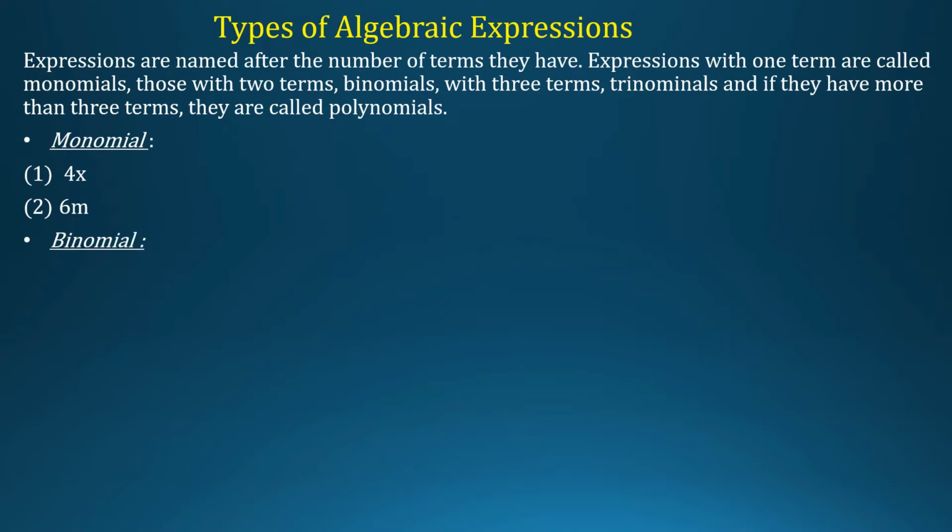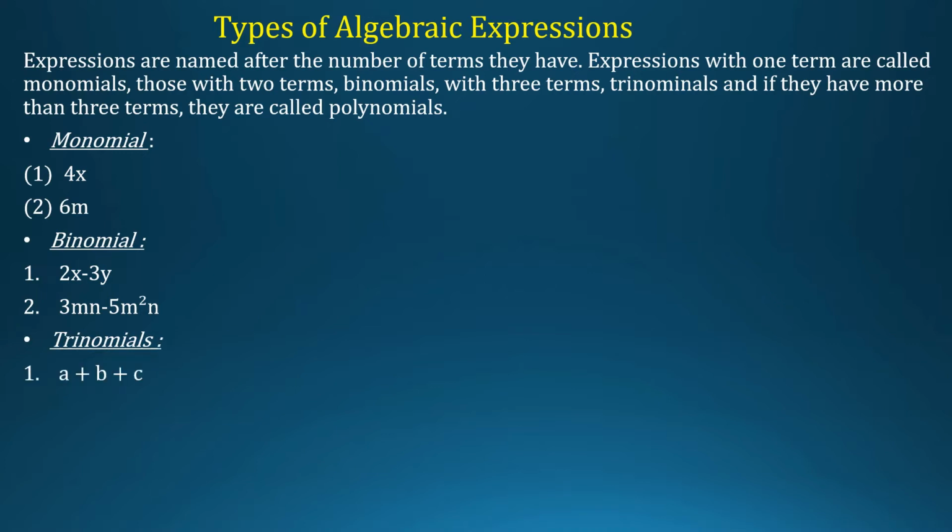Second type of algebraic expression is binomial. In binomial, they have two terms. So 2x minus 3y. Here 2x is one term and 3y is the second term. So binomial has two terms. Second example is 3mn minus 5m square n. Again here there are two terms present. So this is also an example of binomial.